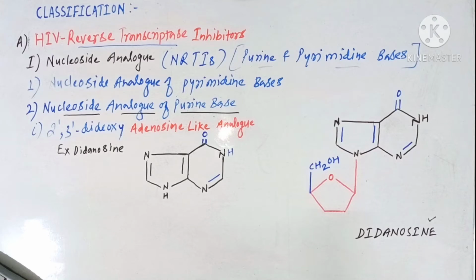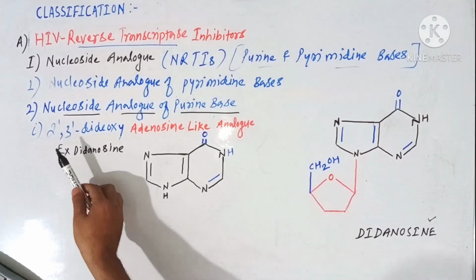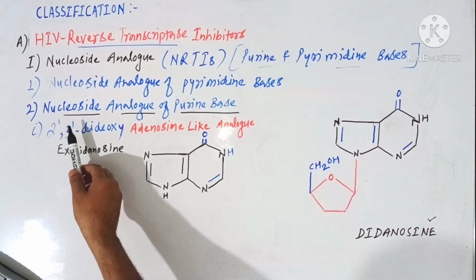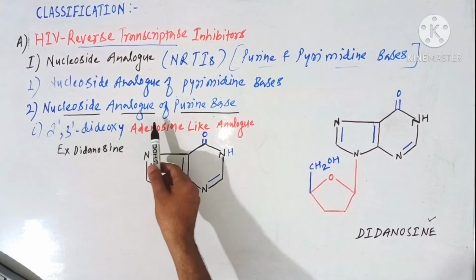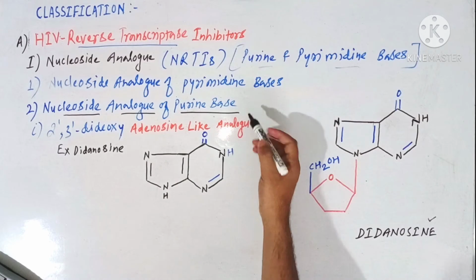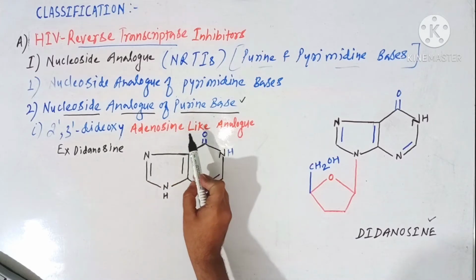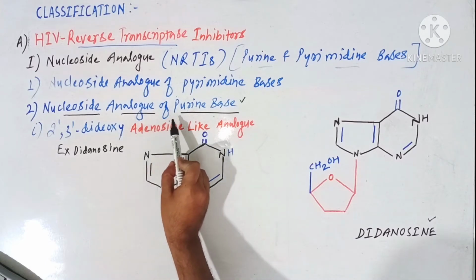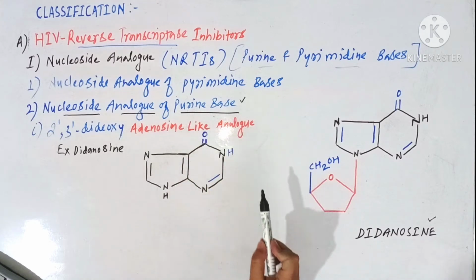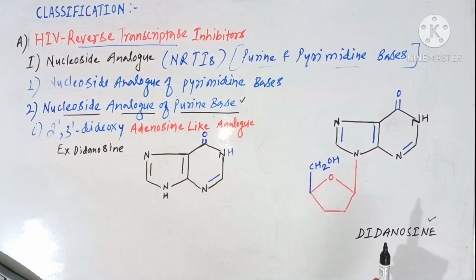Today in this session of part 3 of anti-HIV agents, we will discuss the drugs which come under the class nucleoside analogs of purine bases. The thing we have to remember while classifying the drugs is that this is the class of purine bases, but not every single drug exactly has a purine base in its structure.